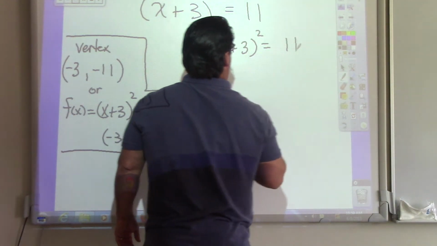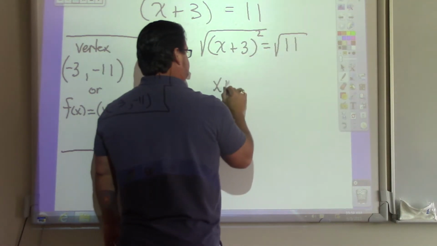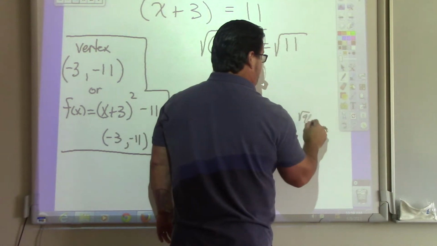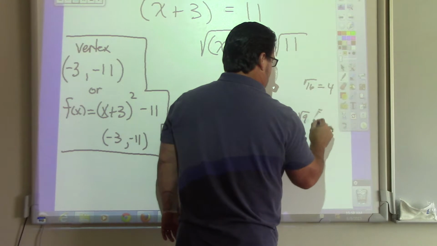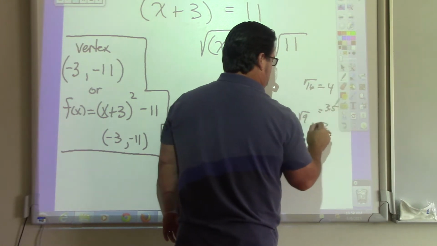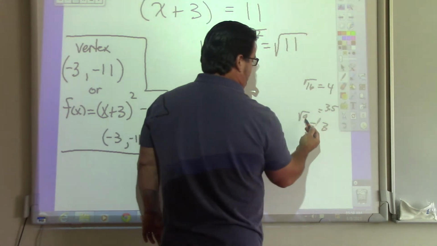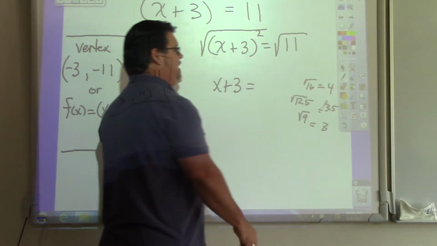How do you undo a square? The square root of 11 is between the square root of 9 and the square root of 16. So 3.5 is in the middle. 9 to 16 is 7. Half of 7 is 3.5. That'd be the square root of 12.5 is equal to 3.5.